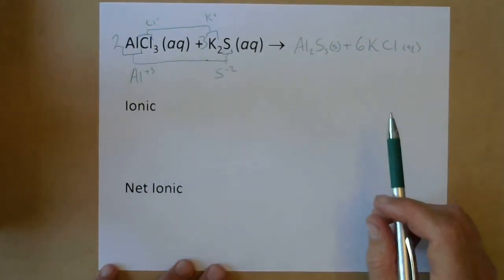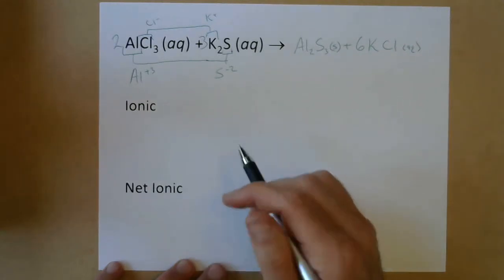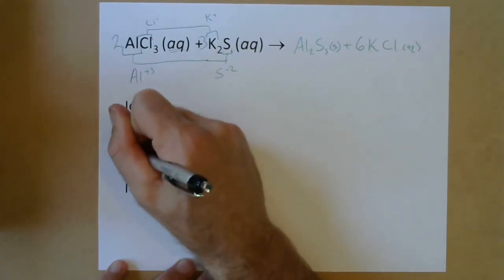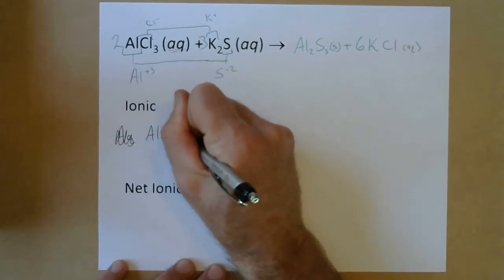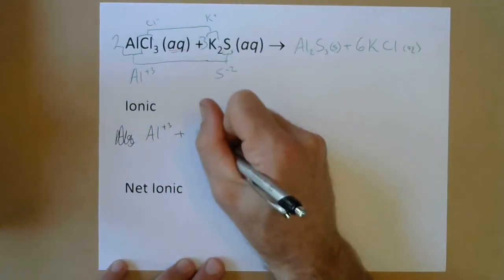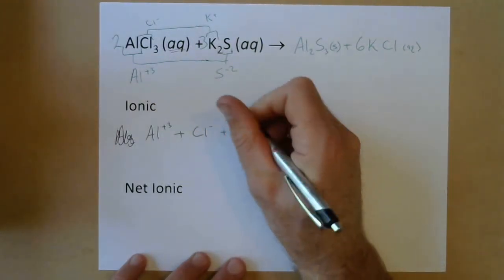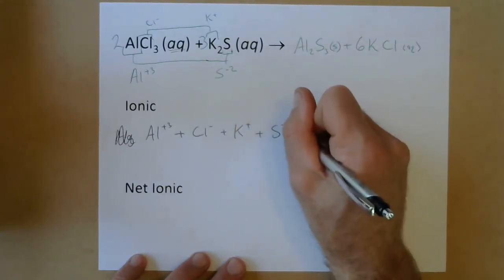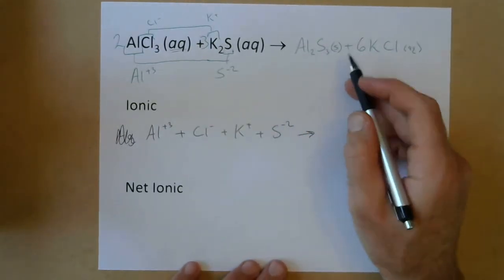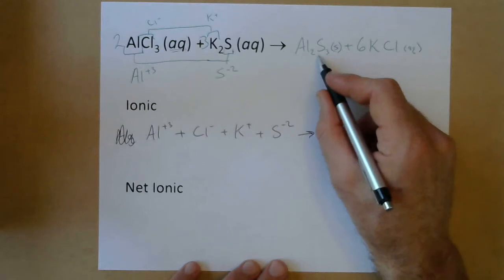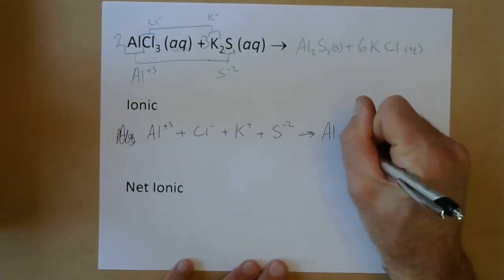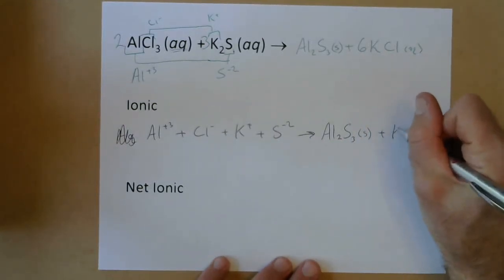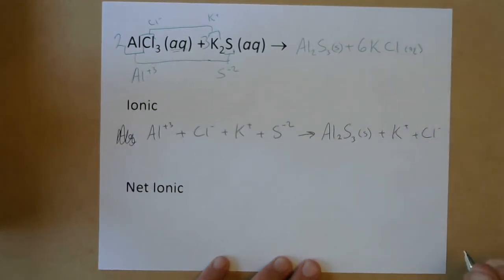When I'm writing my ionic equation, remember, anything that's aqueous, anything that's present as ions, I'll write as ions. So I'm going to write aluminum ions, the +3 charge, and chloride ions with a -1 charge. And then you'll have potassium ions, and you'll have sulfide ions. And when those react together, it makes the solid. Since this is a solid, I don't break it up into ions, I leave it together as a compound. So Al2S3, which is a solid. And then potassium chloride is aqueous. So potassium ions and chloride ions.